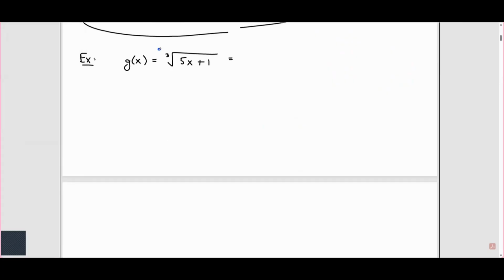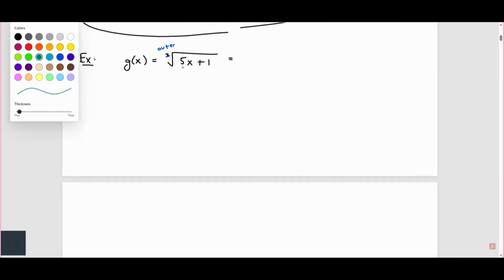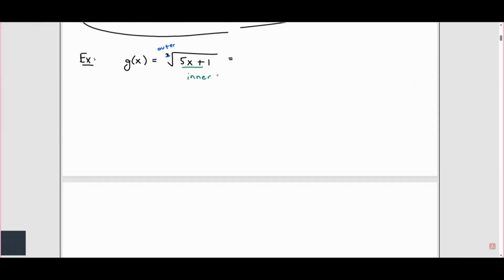All right, let's keep going. Let's try another example. So I'm keeping these pretty simple for now, where they're just one usage of the chain rule. So now I have g of x. It's going to be equal to the cube root of 5x plus 1. All right, so notice I kind of have this outer function, which is the cube root, and then this inner function, which is the 5x plus 1.